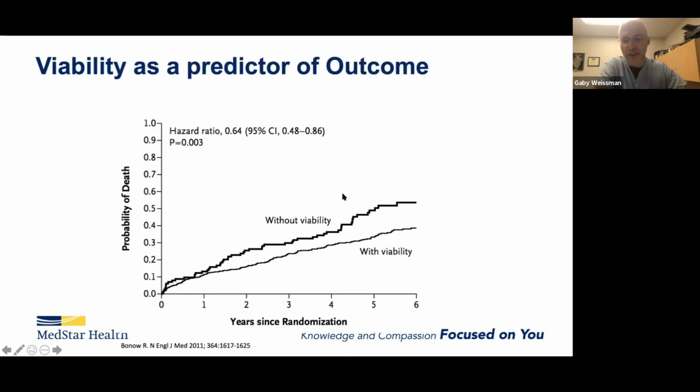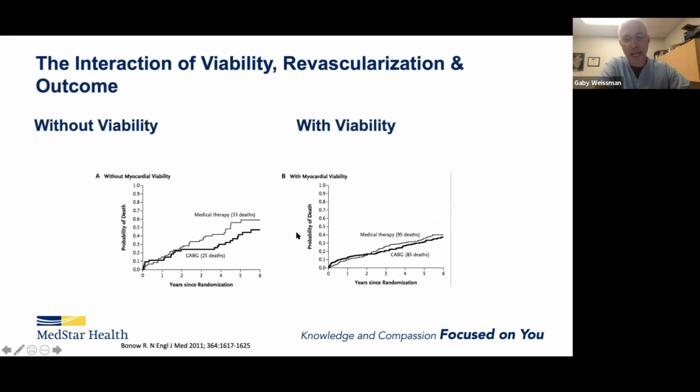But the interesting thing from the point of view of our discussion was that they looked at viability. If you did not have viability, you did worse than if you did have viability. So viability is good. Having viable tissue by whatever imaging technique you want is a good thing. The problem came in looking at the interaction between viability and revascularization, and it just didn't matter. Having viability, it didn't matter if you picked revascularization or not. Not having viability, the same thing.